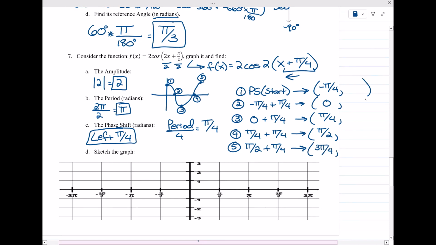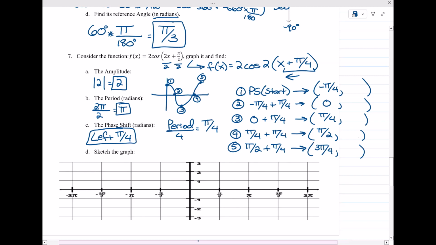I'm just going to take a second and pause to see if there's any questions so far. Remember, we start with the phase shift. The phase shift is the first point. And then every point after that, the x value is whatever the period is divided by 4. So that's that.